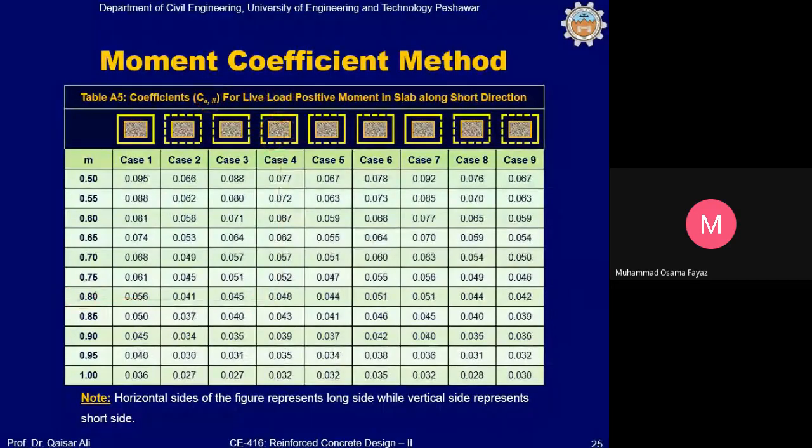Now coming to the positive coefficients corresponding to live loads. First, the positive moment coefficient along the shorter direction corresponding to live load, Ca live load, 0.8, case 4. What is the value? 0.048. Note this. And finally, Cb live load, the positive moment coefficient along the longer direction corresponding to live load, 0.8, case 4. The value is 0.02. Note this also.